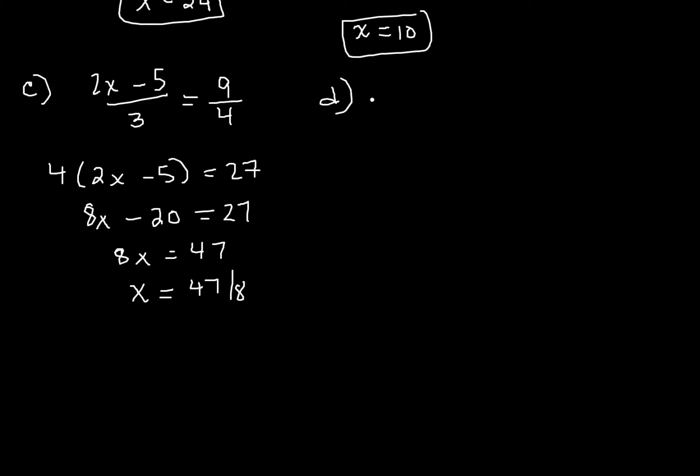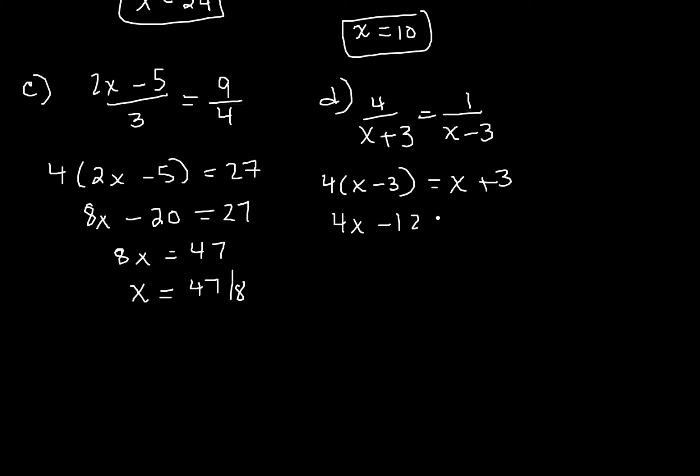All right, next one. 4 over x plus 3 equals 1 over x minus 3. Cross multiply. 4 times x minus 3 equals x plus 3. Distribute. 4x minus 12 equals x plus 3. 3x equals 15. And x equals 5. That was pretty fun. And our final one.